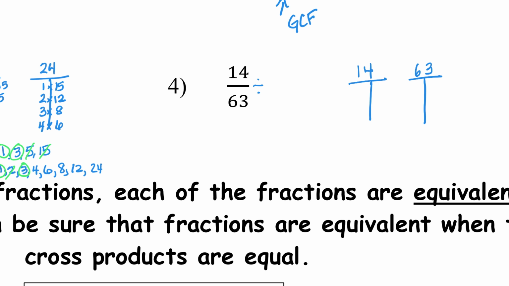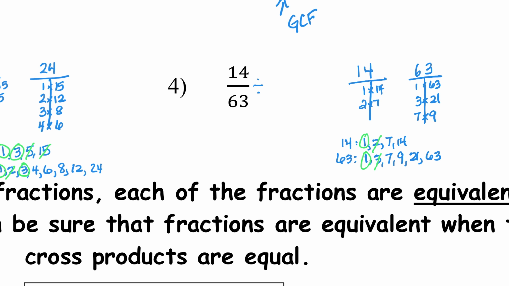Pause the video now. All right, I made my T-charts. I have my factors listed. I'm just simply going to go through them and find the greatest common factor. I see 1's in both, 2 is not, 3 is not, 7 is. I think that's it. 14, nope, and that's it. So for this one here, my GCF, my greatest common factor, is 7.